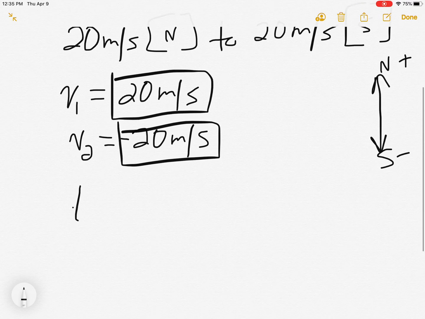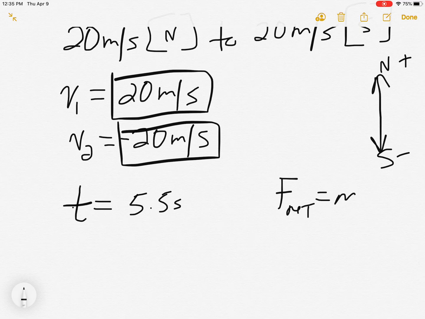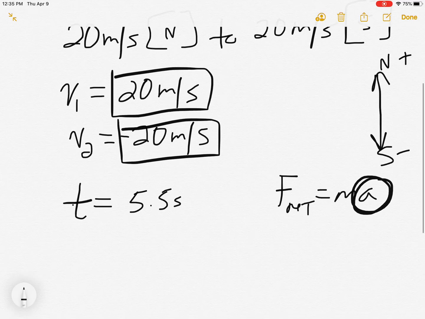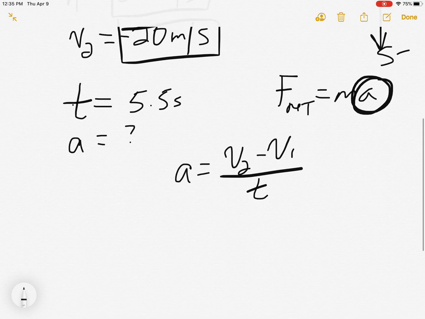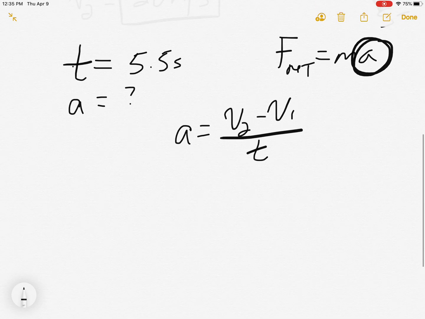The other thing they give us is the time. It says that this change of speed happens in 5.5 seconds. So what we have to do is, of course, since F net equals ma, we have to first figure out the a. And to do that with this information, you use the formula a equals V2 minus V1 over t.